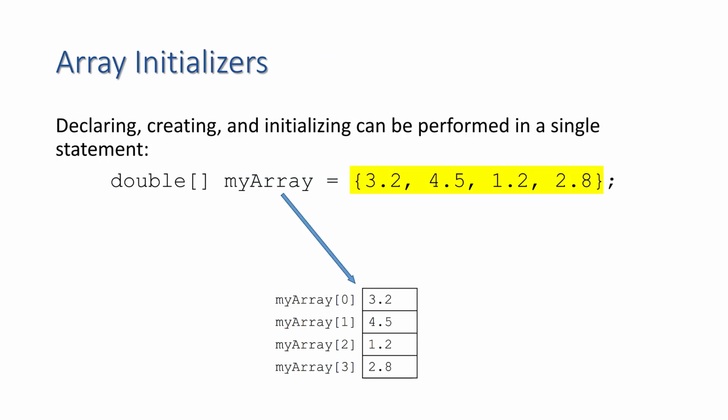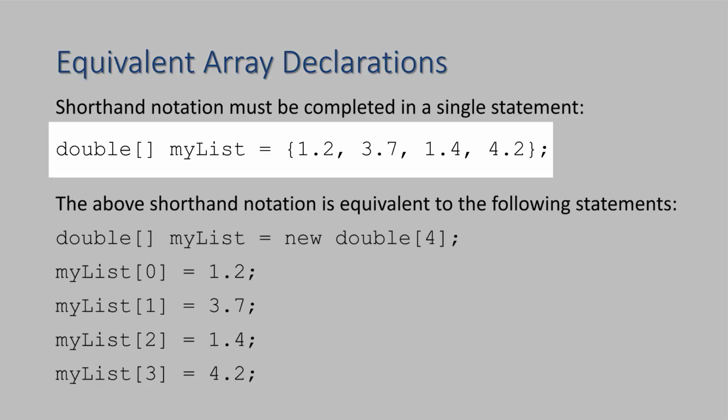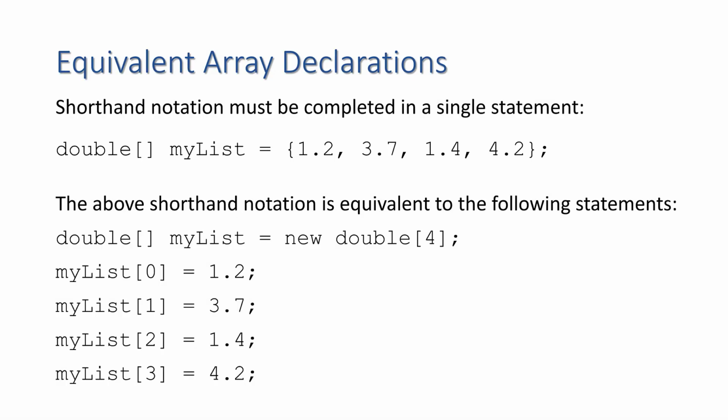An initialization list can be provided at the time the array is defined. When an initialization list is provided, the array is created in memory, initialized to the values provided in the list, and referenced by the array reference variable. When using an initialization list, the array declaration and initialization must be completed in one statement. The shorthand notation in the first example is equivalent to the code in the second example.